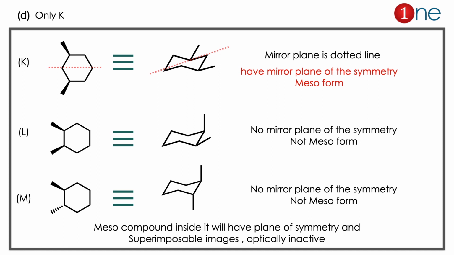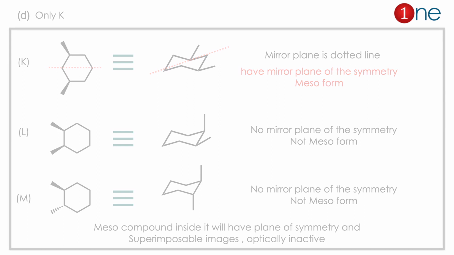If you look at M, the same thing. Again you have the trans relationship. It is impossible to have a mirror plane inside. So L and M are not meso forms. Only the K structure is the meso form. So the answer is clearly D, only K. Here the concept you have to learn is that a meso compound is a compound which has a mirror plane inside, which will be optically inactive.